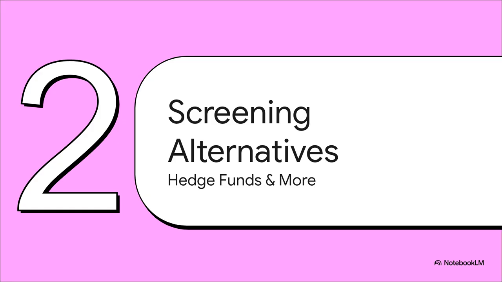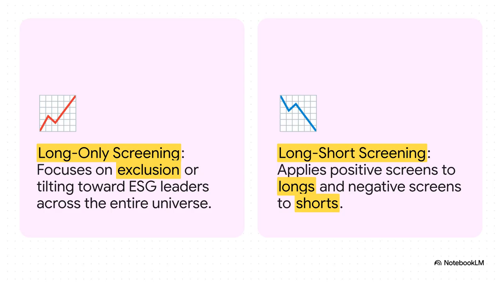Okay, so we've seen how complex it can be in just traditional assets. Now let's wade into some deeper waters, screening for alternatives like hedge funds, where, believe me, the rulebook is totally different. And this comparison just lays it all out perfectly. For your standard long-only fund, you're either kicking companies out or tilting your portfolio toward the ESG leaders. Pretty straightforward. But for a long-short hedge fund, screening becomes a two-way street. You can use a positive ESG screen for the companies you're buying, your long positions, and a negative screen for the companies you're shorting. It's brilliant, really. It lets you not only invest in the winners of the sustainable transition, but also potentially profit from the laggards who just can't keep up.